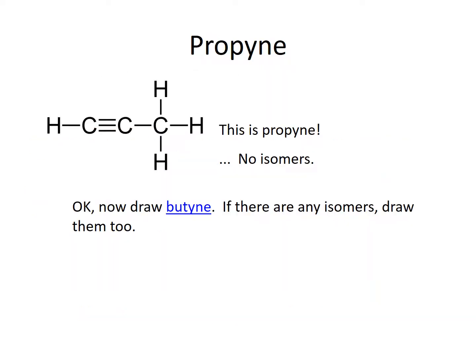Here's propyne. If you were to move this triple bond over to the right, you would still have the same molecule. It's just flipped around backwards. So this is not a structural isomer.